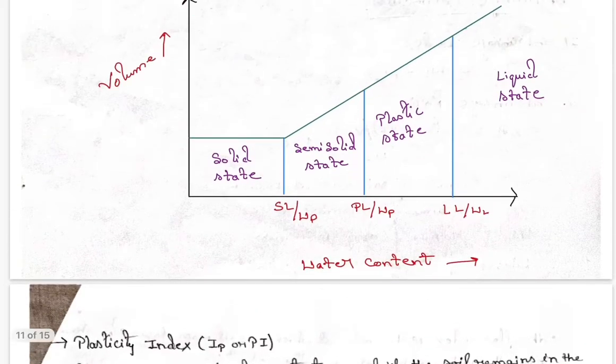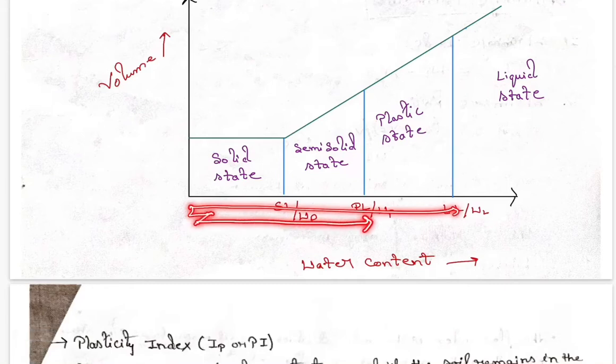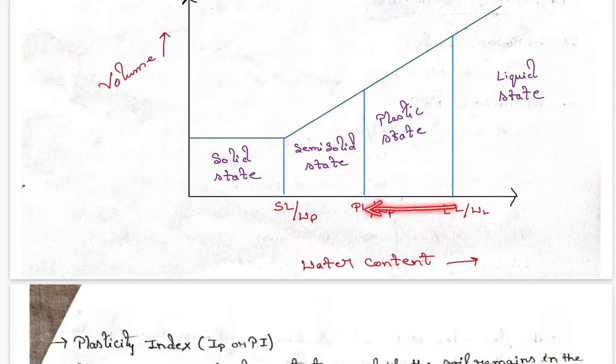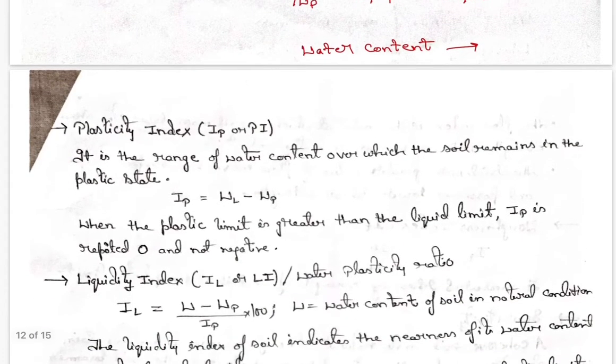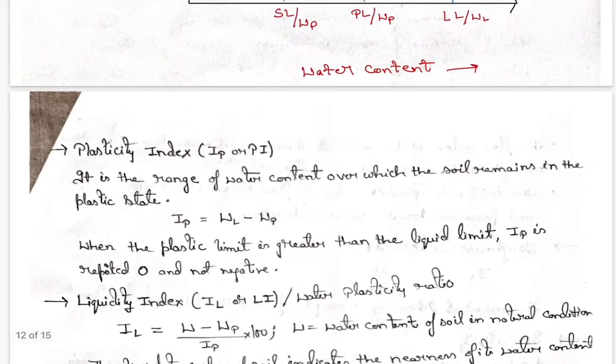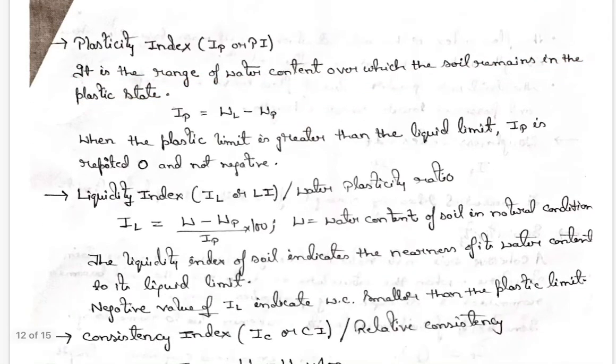Let us try to understand it from this diagram. This is liquid limit and we have to subtract plastic limit. So what we will get? We will get this. This is a range of water content in which the soil will be in plastic state. That is what it is written here. Plasticity index is the range of water content over which the soil remains in the plastic state.